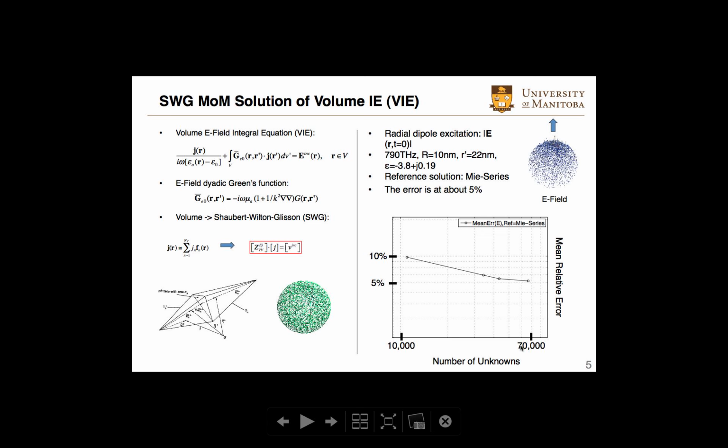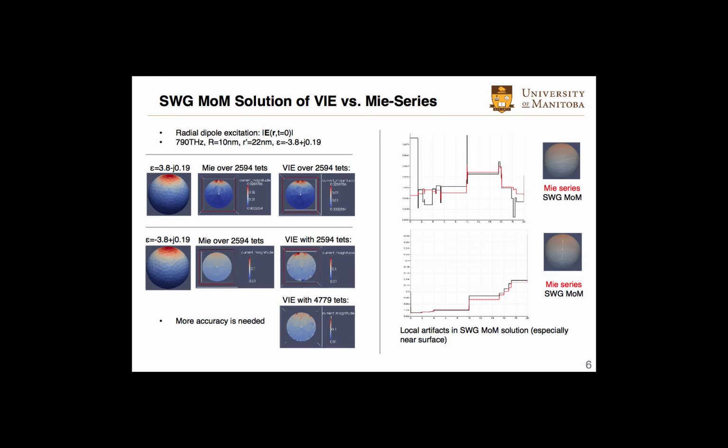So here we have 70,000 unknowns, and if we want to have more particles, let's say 100 particles, then we will end up having 7 million unknowns. And imagine if we have an entire circuit, we will have billions of unknowns. So volume integral equations would not be a good method to numerically analyze plasmonic nanostructures. So let's see why that happens.